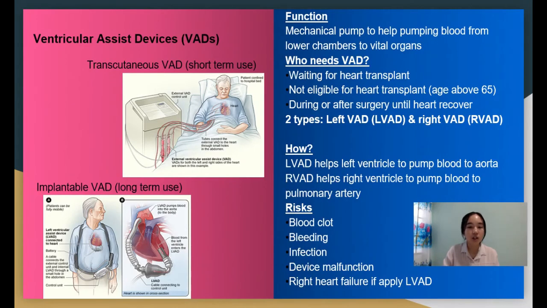Next, ventricular assist device. It can be divided into left and right VAD. Left VAD helps the left ventricle to pump blood to the aorta, while right VAD helps the right ventricle to pump blood to the pulmonary artery. The risks include blood clots, bleeding, infection, device malfunction, and heart failure for the other side of the chamber.